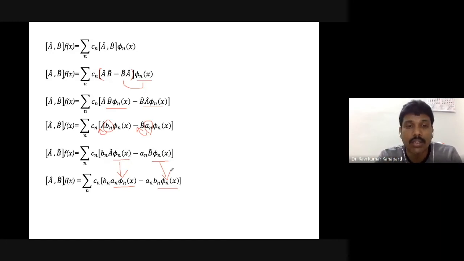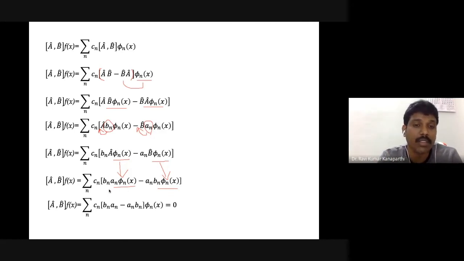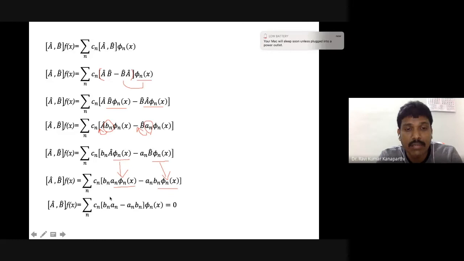Now I can make a further simplification. In both terms, phi n of x is a common factor, and it is lying on the right hand side of each term. So what I can do is move it outside the brackets. So this becomes Bn An minus An Bn, multiplied by phi n of x.